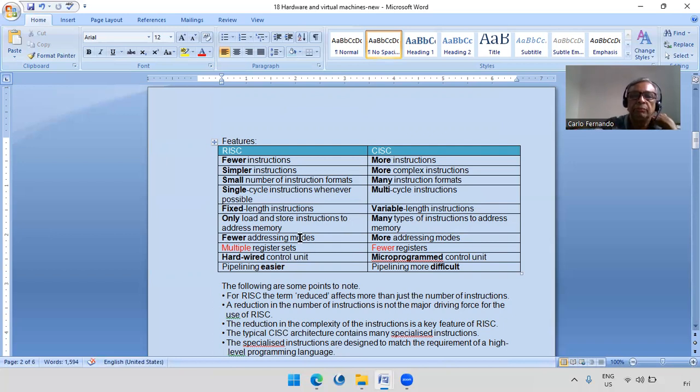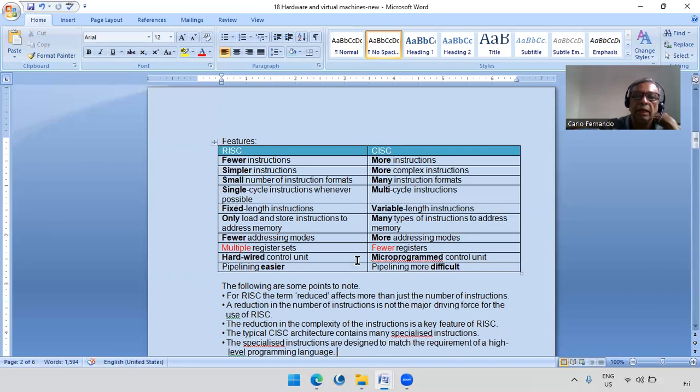Then fewer addressing modes. Fewer addressing modes. There are more addressing modes. And here multiple register sets, here fewer registers. Why did I put it in red? Because all these are in one pattern. But here the fewer has gone to this side. You expect the fewer to be on this side, if you're going by the English meanings. So don't get mixed up.